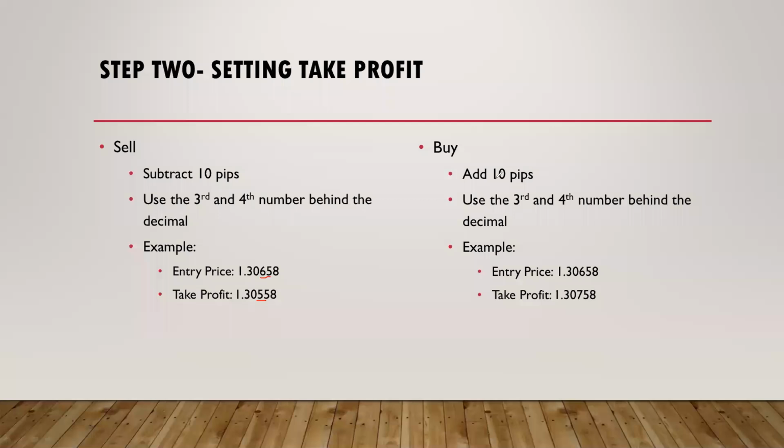Now, if you're in a buy, you're going to add 10 pips to the third and the fourth number behind the decimal point. Your entry price is going to be 1.30658. Your take profit is going to be 1.30758. Thank you, Giovanni. Okay, so do you get it?